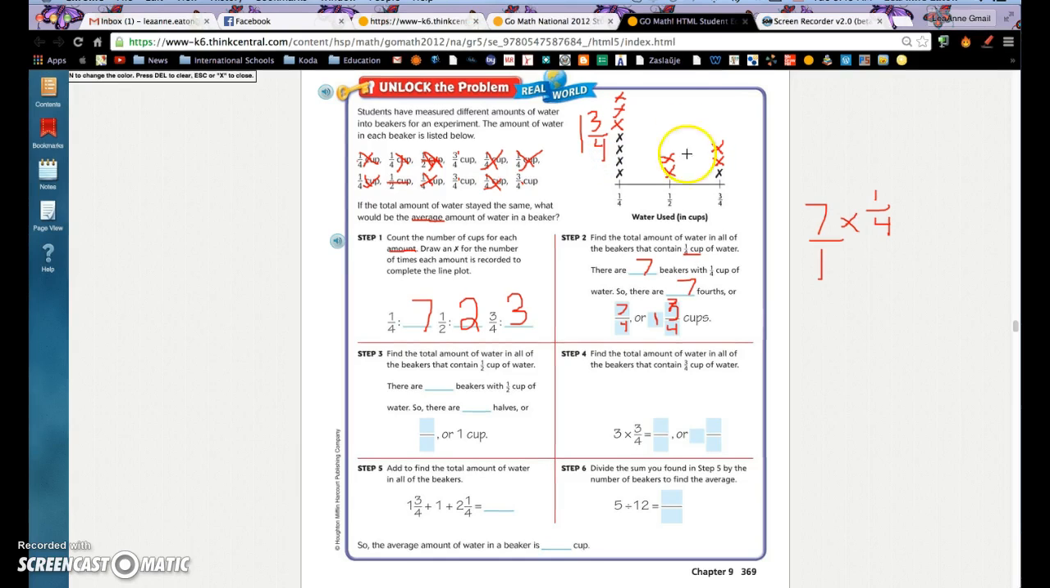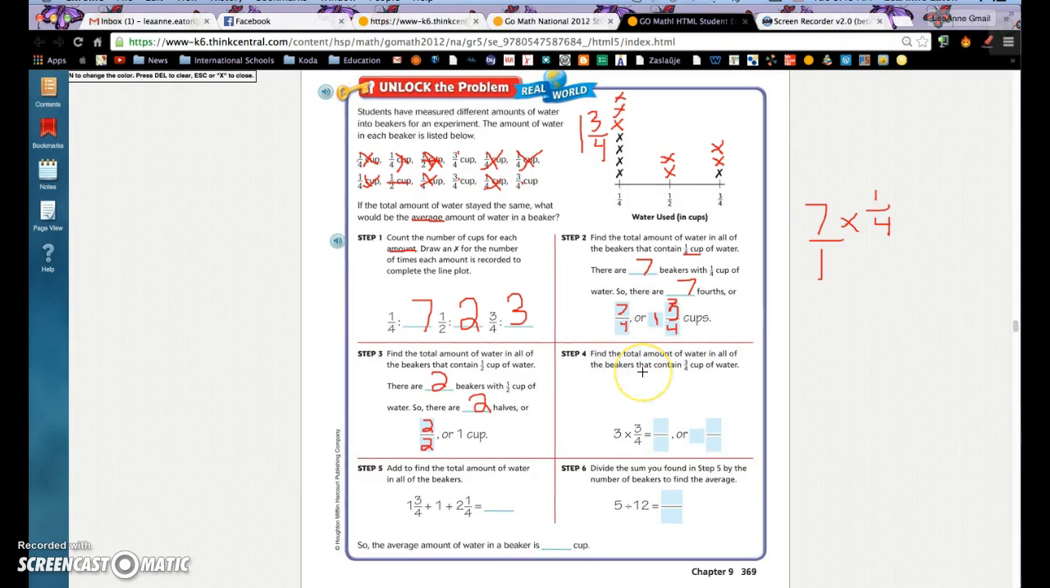Okay. Then we look at the 1/2. And how many beakers have 1/2? There's 2. We can see there's 2 X's. We can see there's a 2 here. We can go back up and count here. There's 2 1/2s. So there are 2 halves. And 2 halves is just 2 over 2. And what does that equal? That equals 1 because 2 goes into 2 one time. Okay.